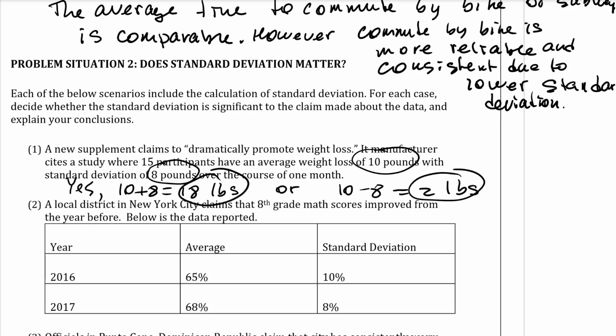So when you hear that the standard deviation is 8, you should be a little bit skeptical about that claim, because one can lose 18, but somebody can lose as little as 2. So then that gives us a better picture of what's actually happening. All right, so it gives us a broader range.